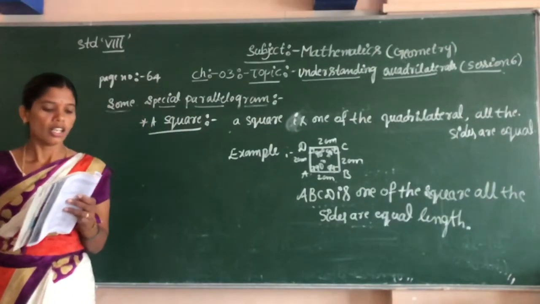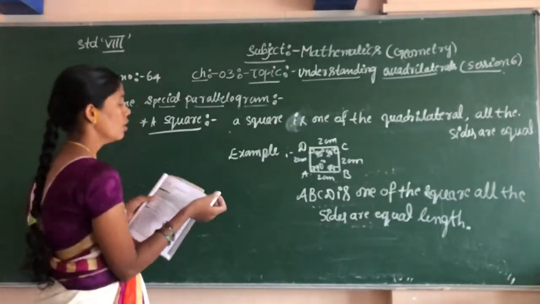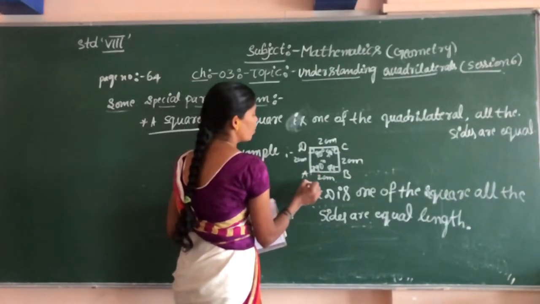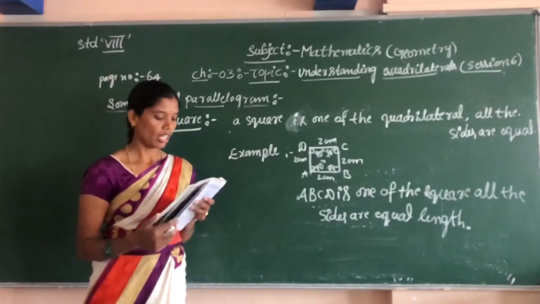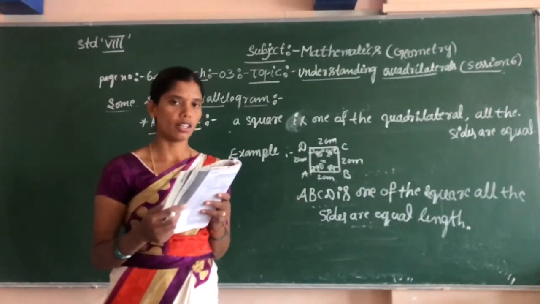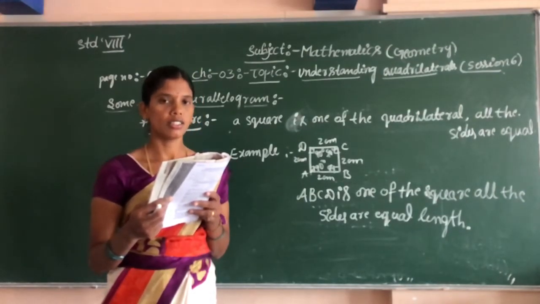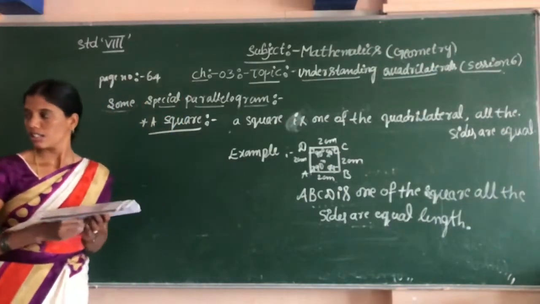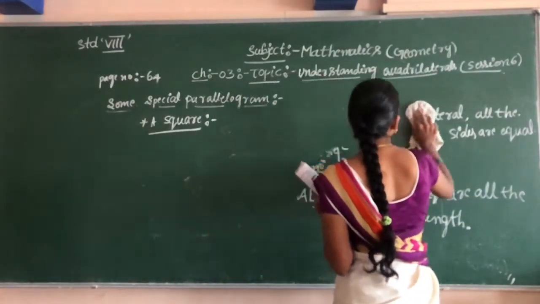Next, the diagonals are of equal length. Yes, since all sides are equal, they have equal length. Next, they are perpendicular to one another. Yes, that is also a property of the square. It depends upon the properties of the square.